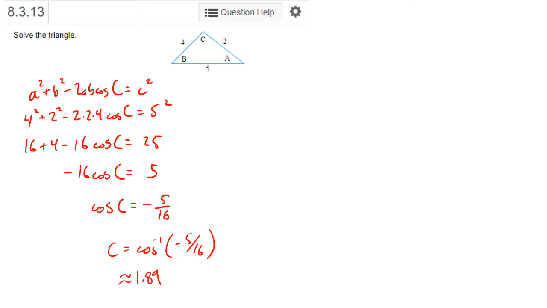Radians, which is fine. There's no degrees given here, so I'm going to go ahead and do this problem in radians. So c is approximately 1.89 radians. All right, I found one angle. Let's find another one. So let's do this one.